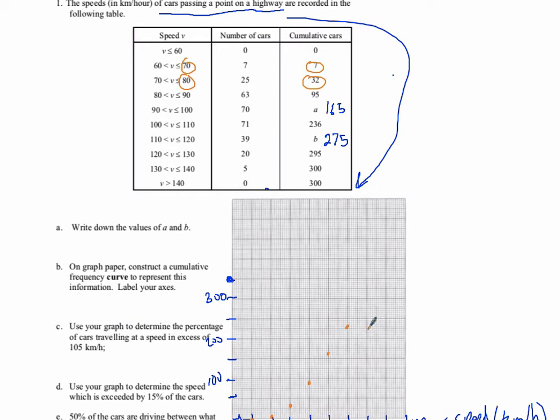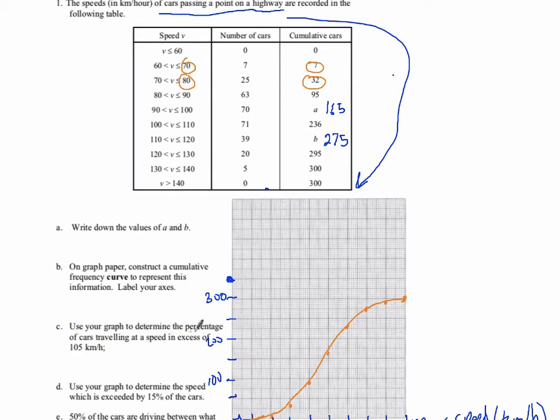And the next one's at 275. So that's 250, and 275 is exactly there. Then we've got 295, almost at 300. And then we finally get to 300. So it makes a nice smooth curve like that. Okay, so that's the graph.